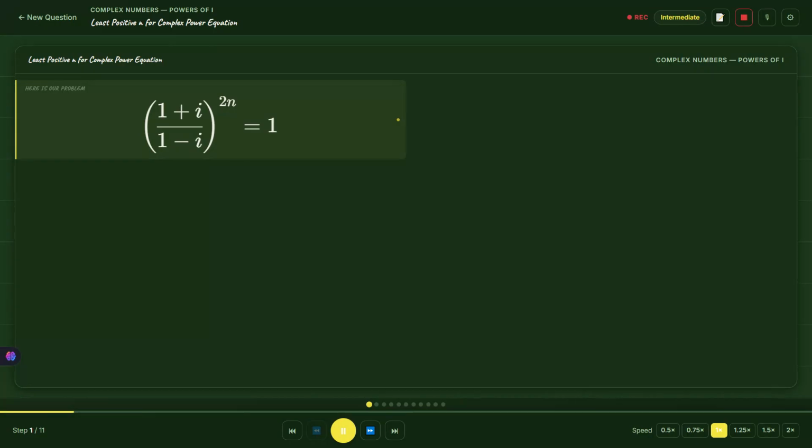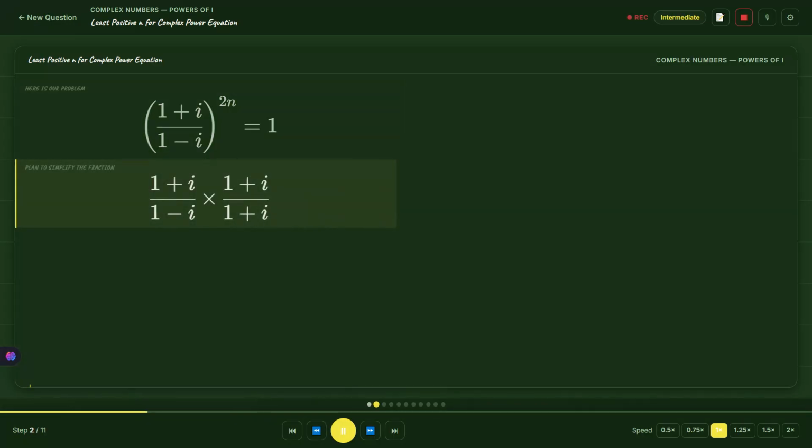Let's look at this problem. We need to find the smallest positive number n that makes this big expression equal to 1. Let's clean up the fraction first. We multiply the top and bottom by 1 plus i. This is called the conjugate trick, and it helps us get rid of i on the bottom.